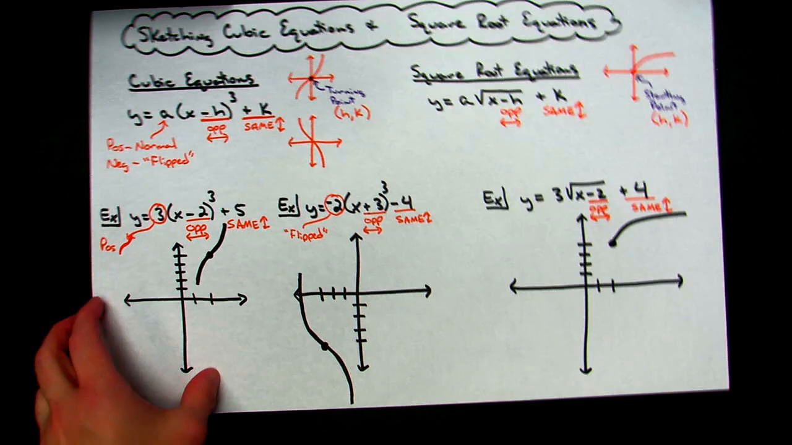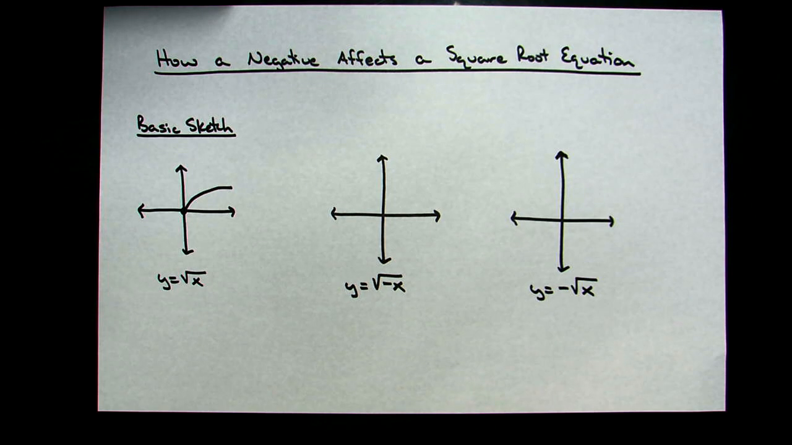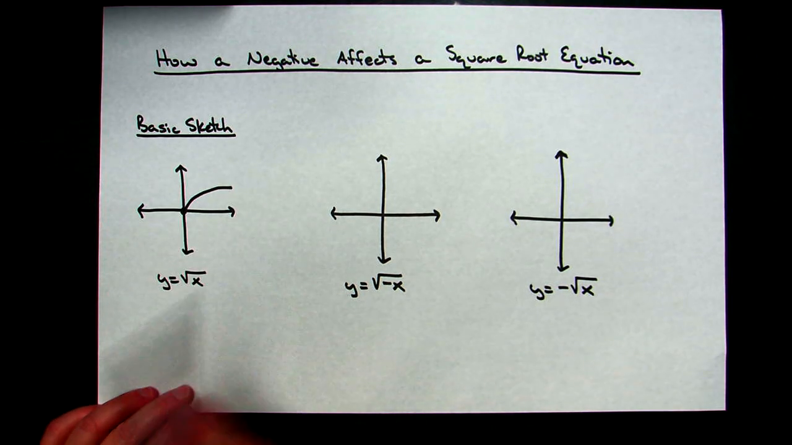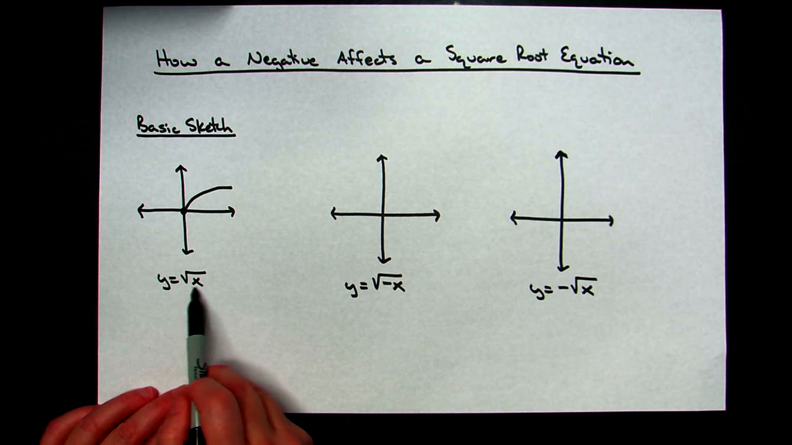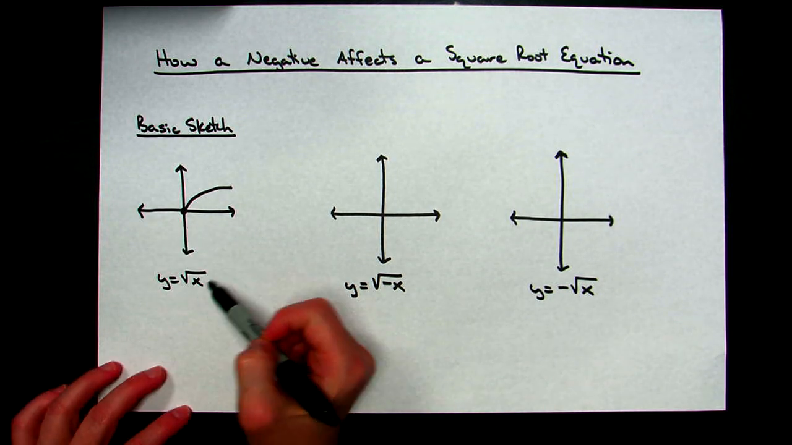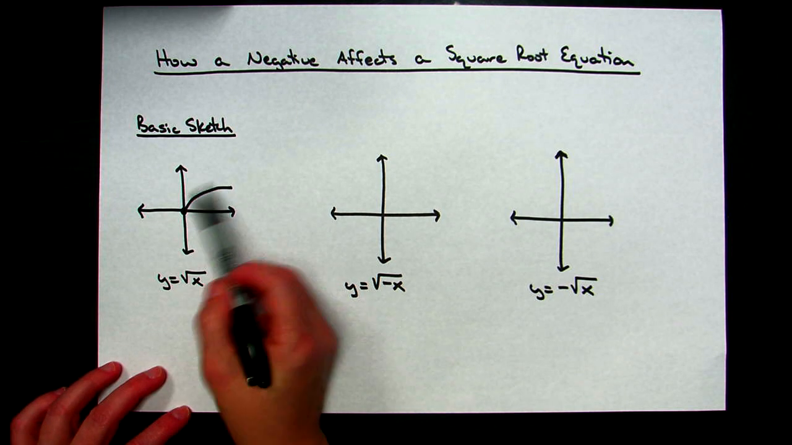So let's take a look at how a negative affects our square root equation. Over here what I've done is I've just done a basic sketch. It's not a graph, just a basic sketch of y equals square root of x. No extra numbers or anything, just to show you how this works. Square root of x starts at 0, 0 and goes up and to the right. Sketch, not a graph here again.